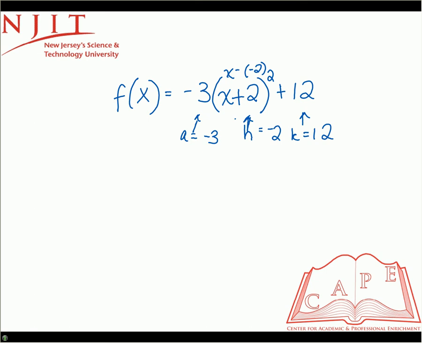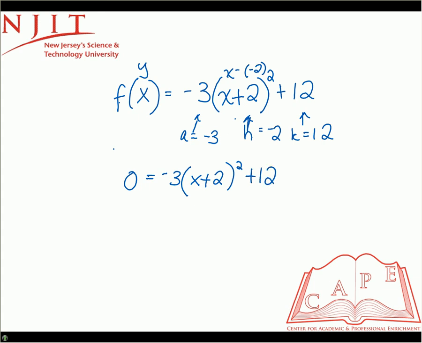So what we need to do to get the x-intercept is we need to make y equal to 0. So if we do that, f of x is also represented by y in this case. So we need to make the left side of the equation equal to 0. So if we do that, we get 0 is equal to minus 3 x plus 2 squared plus 12.